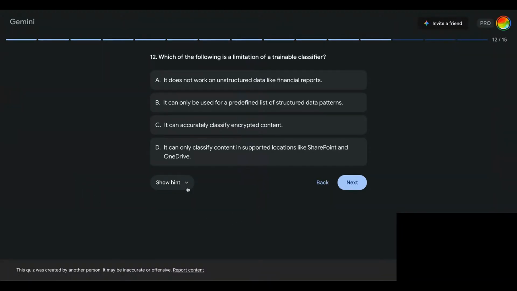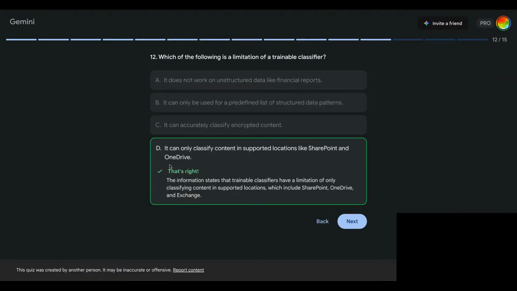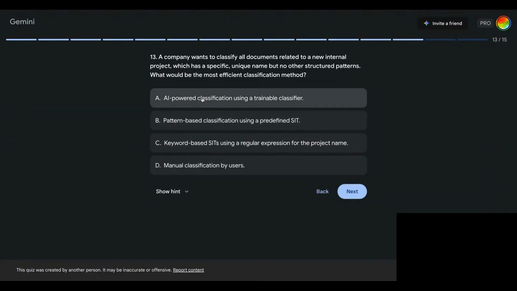Okay, I think this one we did talk about it. I think it's repeating this question because we did touch this one. It's limited to Microsoft, no? Microsoft SharePoint, OneDrive, Microsoft ecosystem. Okay.